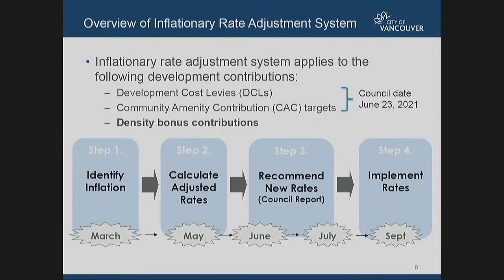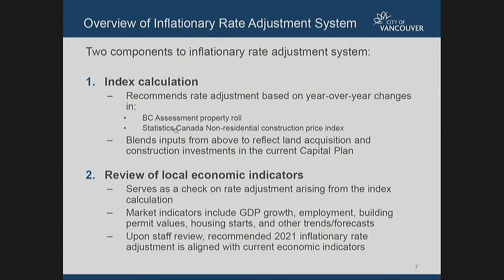So the system itself consists of two components. The first is the index calculation, which accounts for two factors. The first is land values based on the BC Assessment Property Roll, and construction costs based on the Stats Canada Construction Price Index. These two components are blended together to reflect investments in the current capital plan.